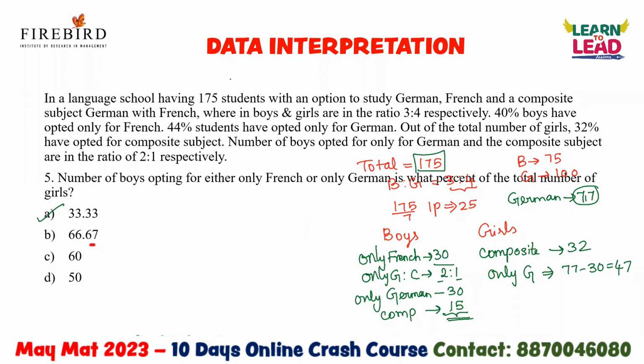The number of boys opting for either only French or only German is what percentage of the total number of girls? Either only French, 30, or only German, 30, is what percentage of the total number of girls? So 60 by 100. 60% is your answer.